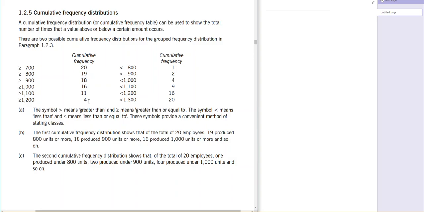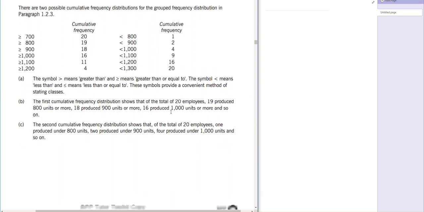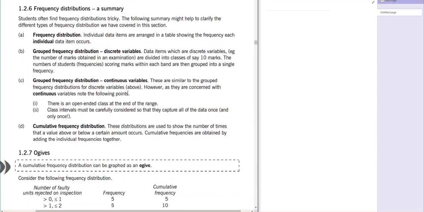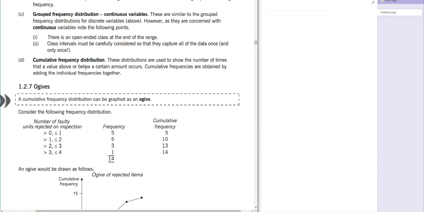You could look at it like this, or you could say units that are below 800, or units that are below 700, then it would start from 0. Units that are below 900 would be 2 times. Units that are below 1300, we have 20 times. So you could look at it like this, or you could look at it like this.